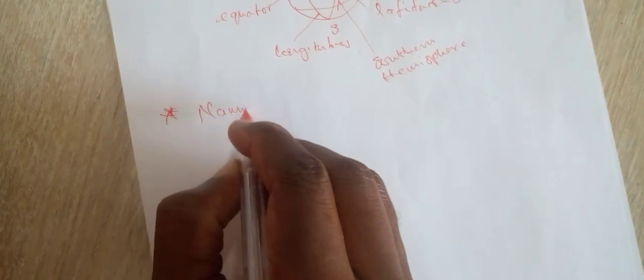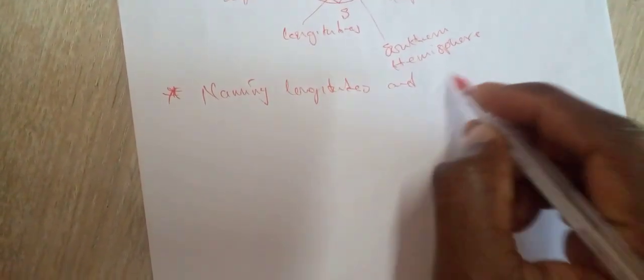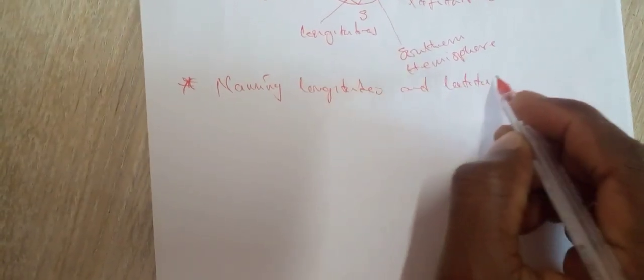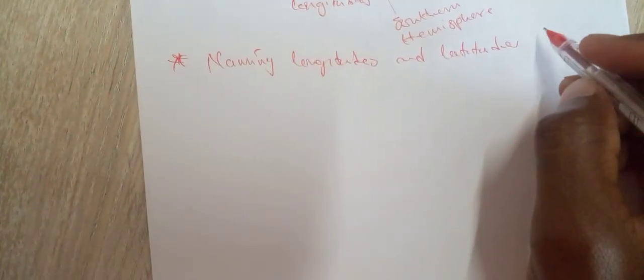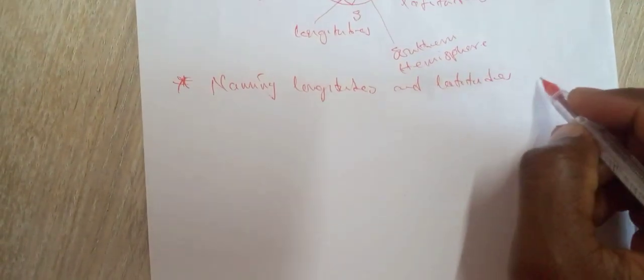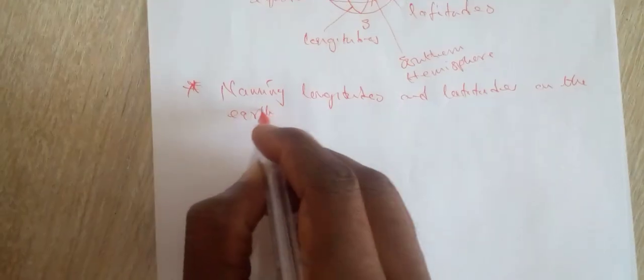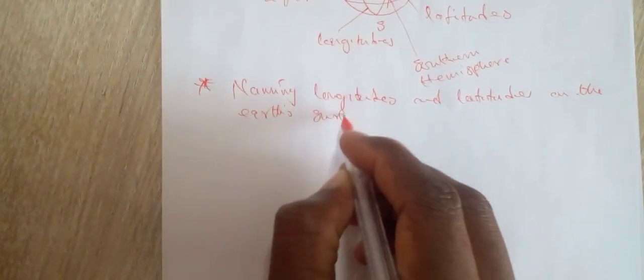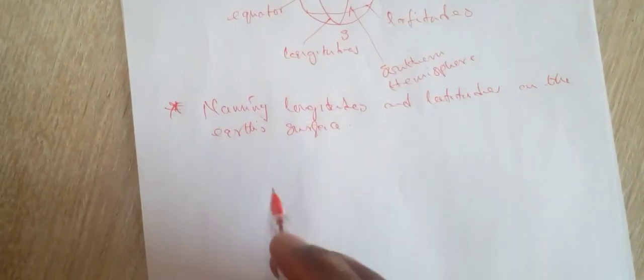So now let's come to another stage, which of course will be my last thing in this lesson number 1: naming. Okay, naming, that is what I want you to understand today. Naming longitudes and latitudes on the earth's surface. So we just write this, earth's surface. Okay, so that is what I want us to look at.